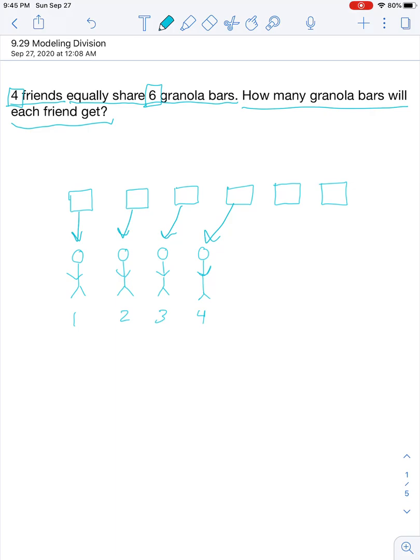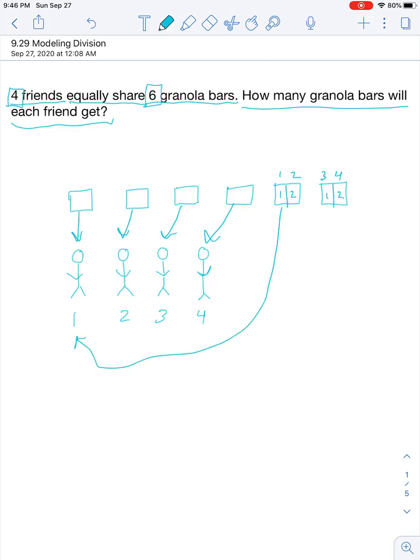I think that I'm going to need to break apart these granola bars so that each person gets a piece. What if I just broke them in half? If I broke those 2 granola bars in half, how many pieces would I have? Well, let's try it. I'm breaking that one in half. I have 1 piece, 2 pieces. And then I broke this one in half. I have 1 piece and 2 pieces. So I have 1, 2, 3, 4 pieces.